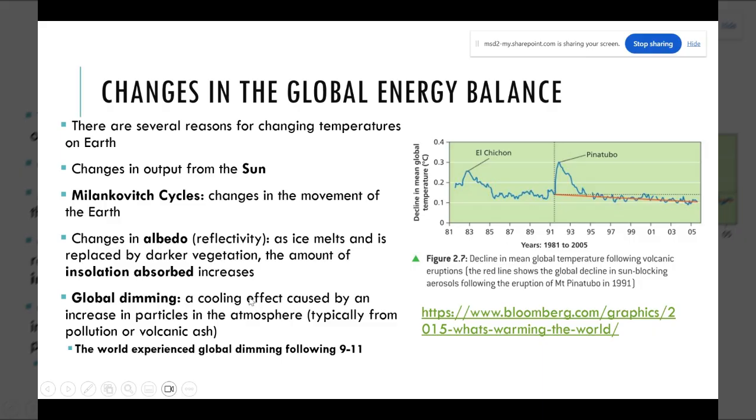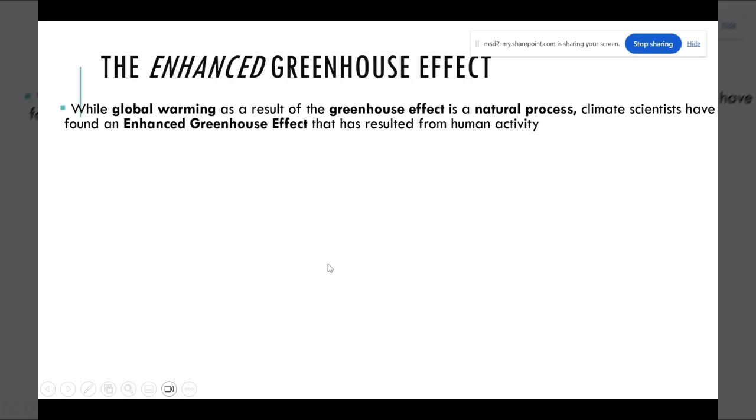Global dimming is a cooling effect that's typically caused by volcanic ash, but it could be because of pollution. It is an increase in particles, particularly sulfur particles in the atmosphere. Those are the big ones that you learned about.